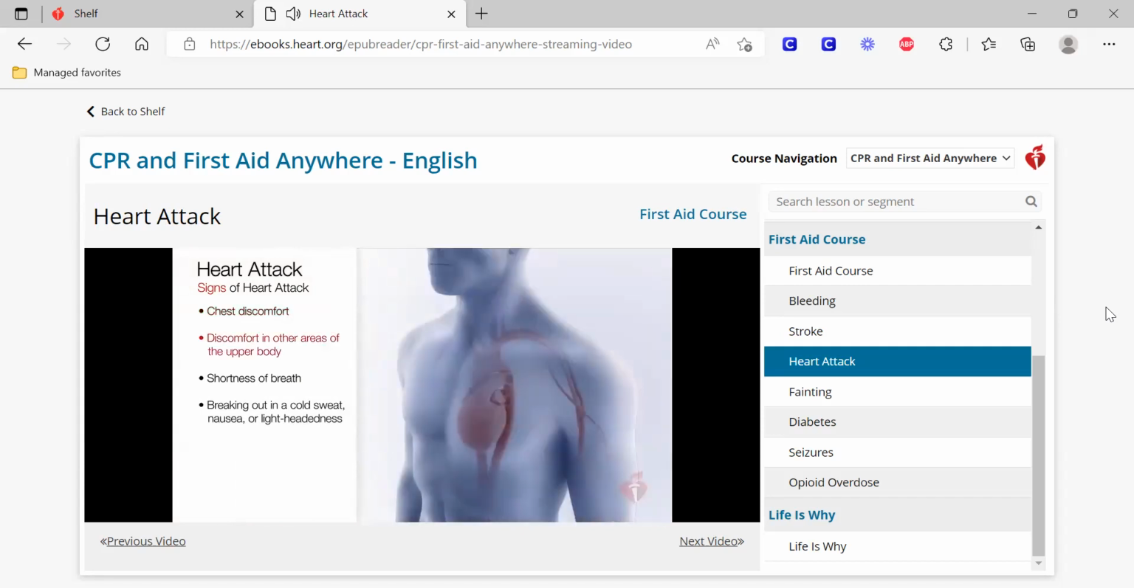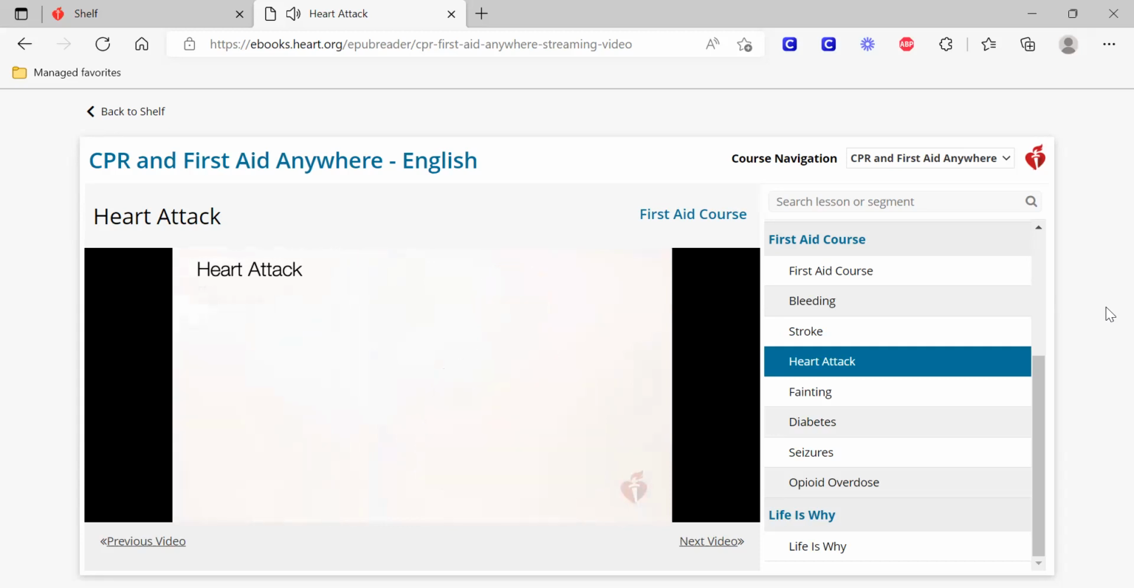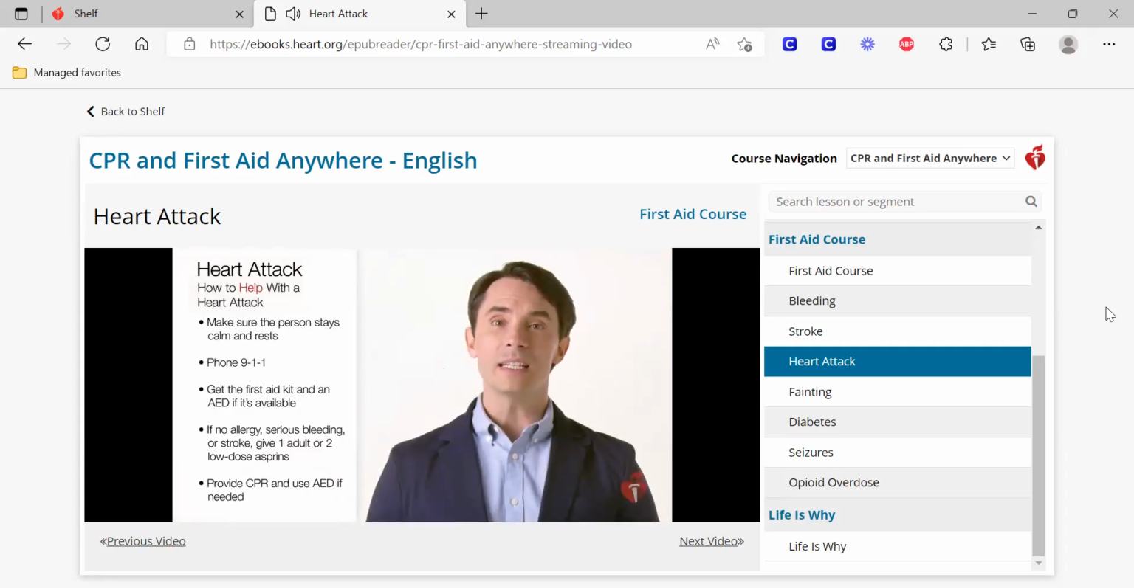Discomfort may also appear in other areas of the upper body. Symptoms can include pain or discomfort in one or both arms, the back, neck, jaw, or stomach. Other signs of a heart attack include shortness of breath with or without chest discomfort, breaking out in a cold sweat, nausea, or lightheadedness. If someone has signs of a possible heart attack, do the following.